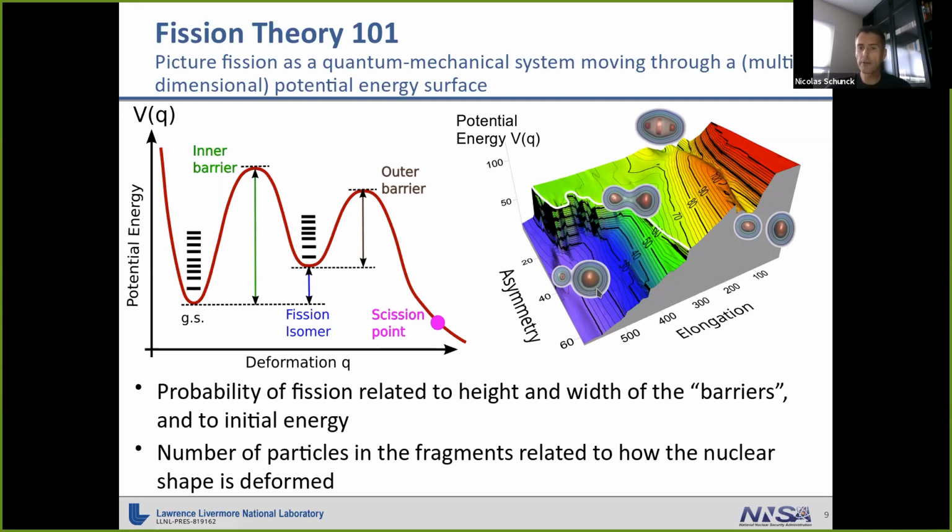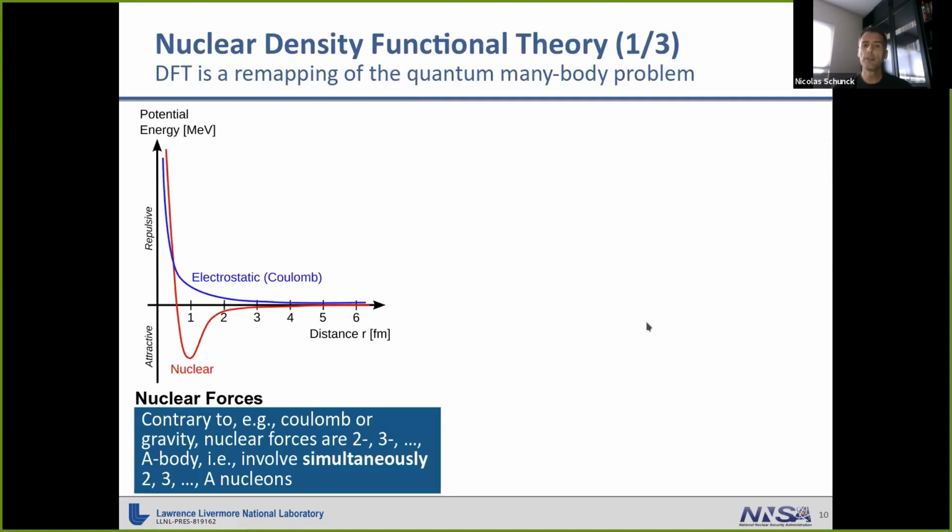How do you, in practice, calculate such a potential energy surface? You need a theory. And the theory we use is called density functional theory. I'm pretty sure that many of you are familiar with it. It's a general approach to remap the quantum many-body problem. It's used in electronic structure theory, in molecular physics, in quantum chemistry, and in nuclear physics. The basic ingredient is some knowledge of the forces that take place in the system. So in a nucleus, nuclear forces.